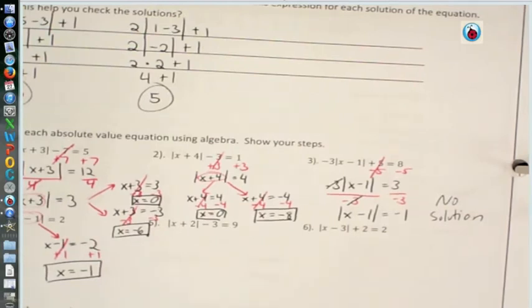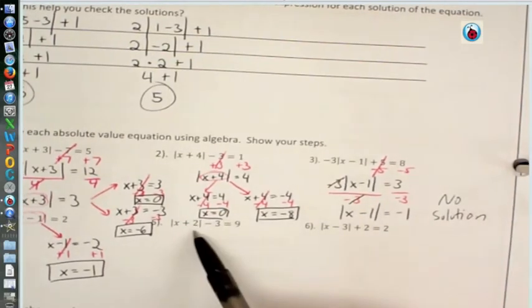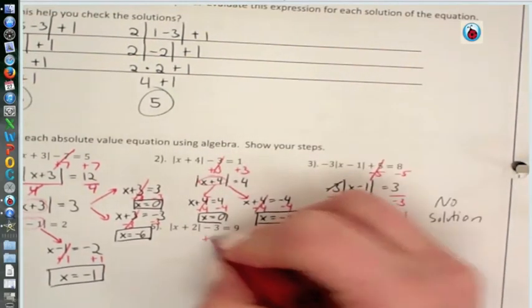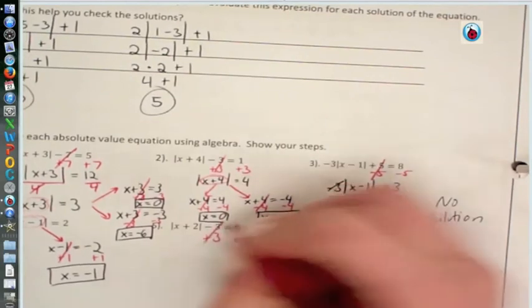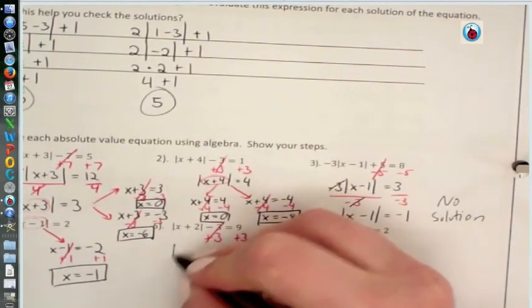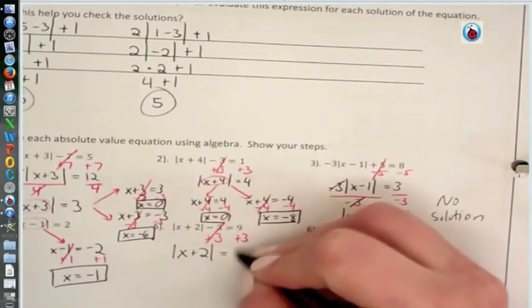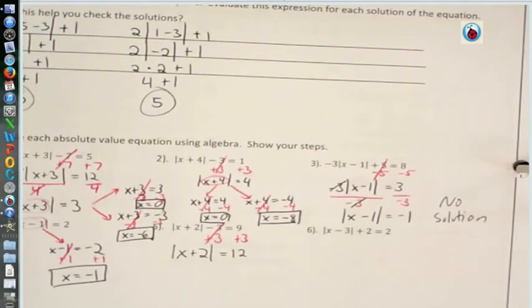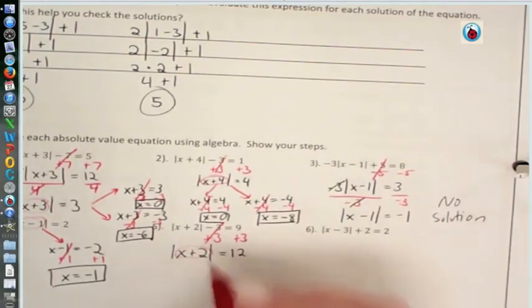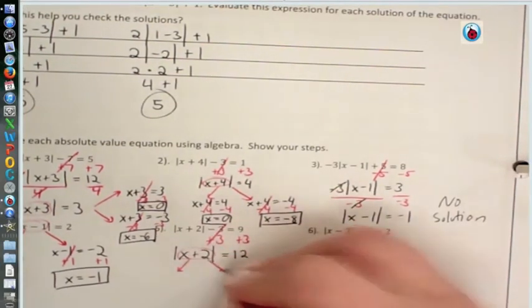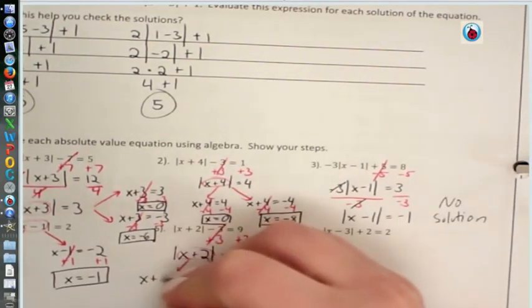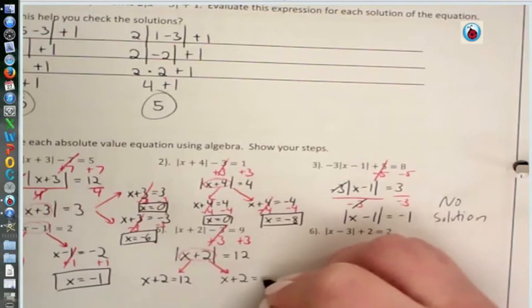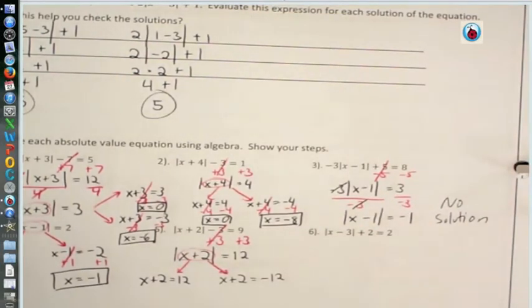All right, let's finish up these next two problems. Absolute value of x plus 2 minus 3 equals 9. I want to get absolute value by itself first, so I'll add 3 to both sides to cancel the minus 3. Get absolute value of x plus 2 equals 9 plus 3, which is 12. Now that the absolute value is by itself, x plus 2 could be two different things. X plus 2 could be 12, or x plus 2 equals negative 12, because that would also have an absolute value of 12.